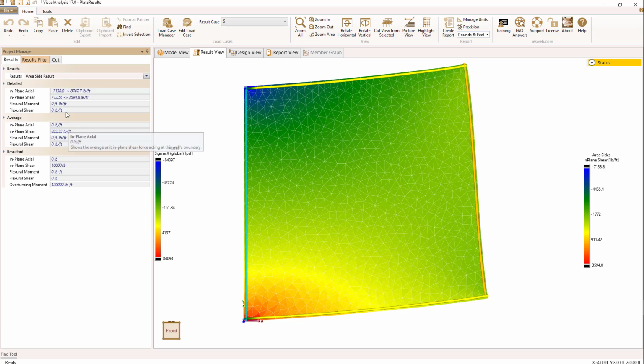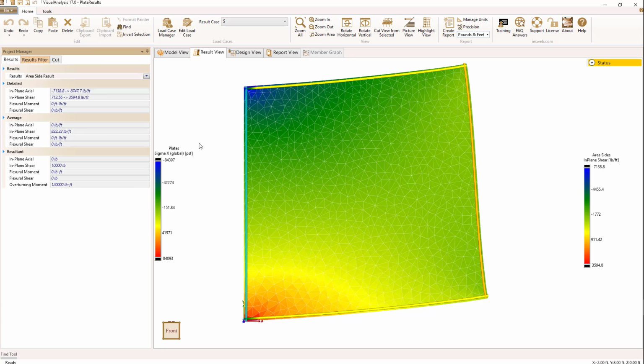For the area side results, we have axial and in-plane shear, no bending, no flexural. Our average value for in-plane axial is 0. Our average value for in-plane shear is 83.33 pounds per foot. And when we look at resultants, the in-plane shear resultant is 10 kips, and the overturning moment, now that's a new one. What is the overturning moment about?